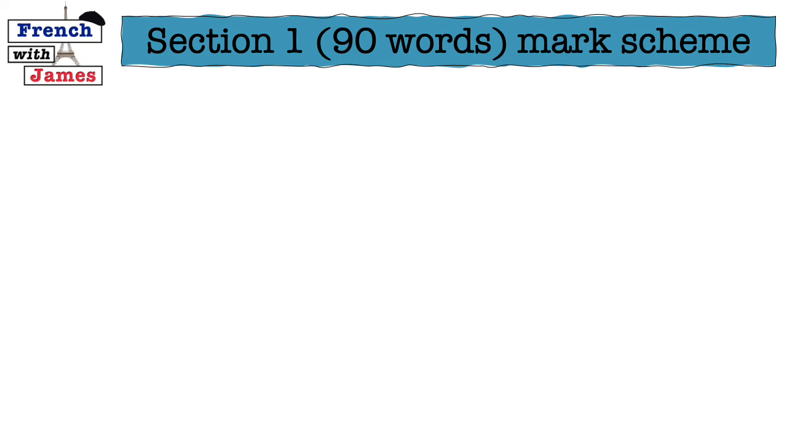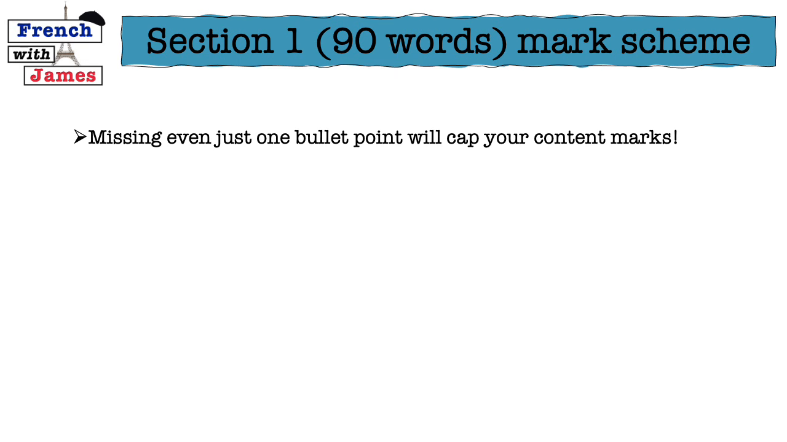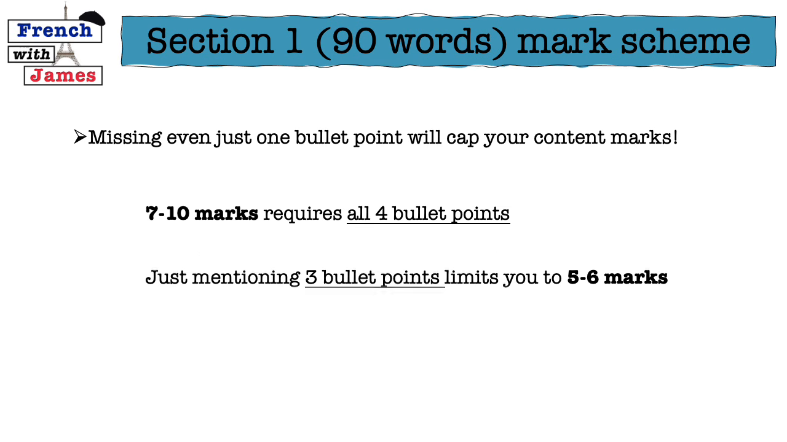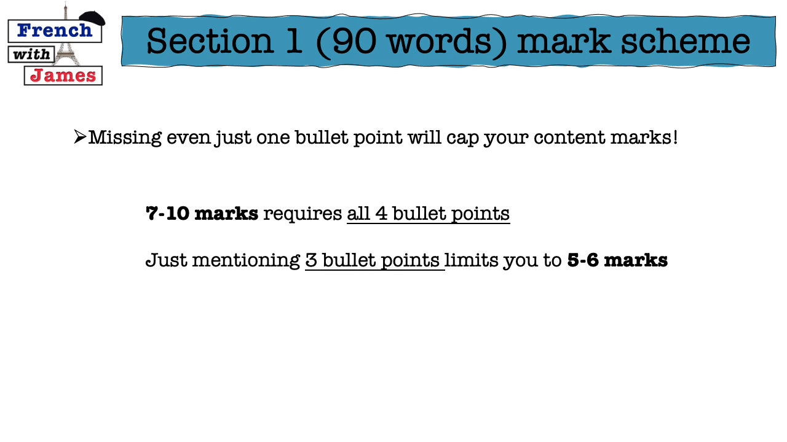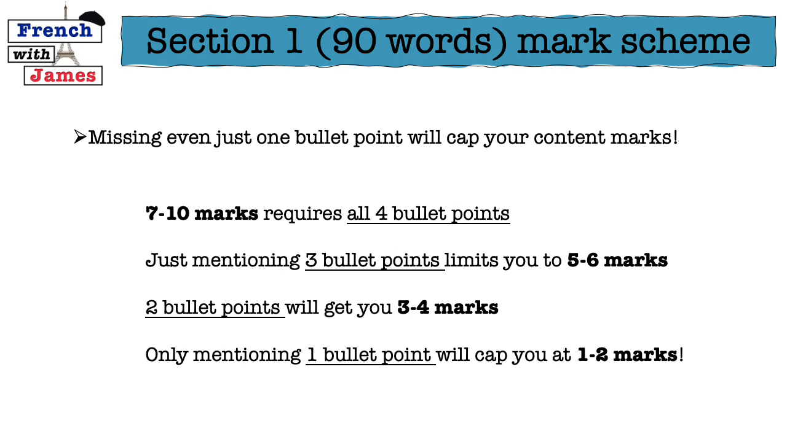To give you a clearer idea of just how missing a couple of bullet points out can really cap your content marks, on the mark scheme it says the following. To get 7 to 10 marks out of 10 for content, you need to have all 4 bullet points. You need to write something that answers those bullet points. If you only mention 3 bullet points, that's going to limit your mark to a maximum of 6 out of 10. Just mentioning 2 bullet points will limit your mark to a maximum of 4, and only mentioning 1 bullet point will cap you at 1 to 2 marks. So you could write 90 fantastic words in really good French, but if you go off on a tangent and you only talk about 1 bullet point, you'd still get 2 out of 10 for content marks.